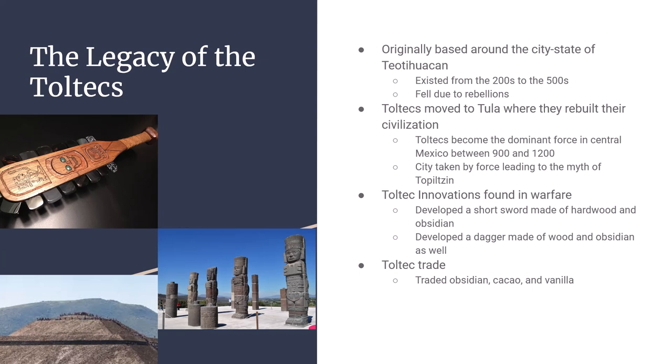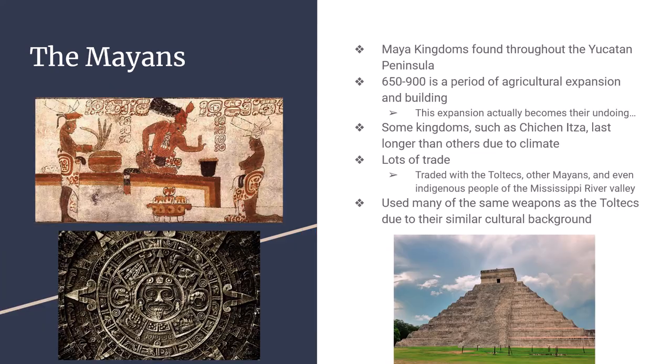Toltecs were very big into trade. They traded with groups in North America. They traded with groups south of them. They did know the Mayans and traded with the Mayans. They traded obsidian, cacao, and vanilla. Eventually, the Toltecs are going to be replaced by the Mayans, and they do coexist for a little while.